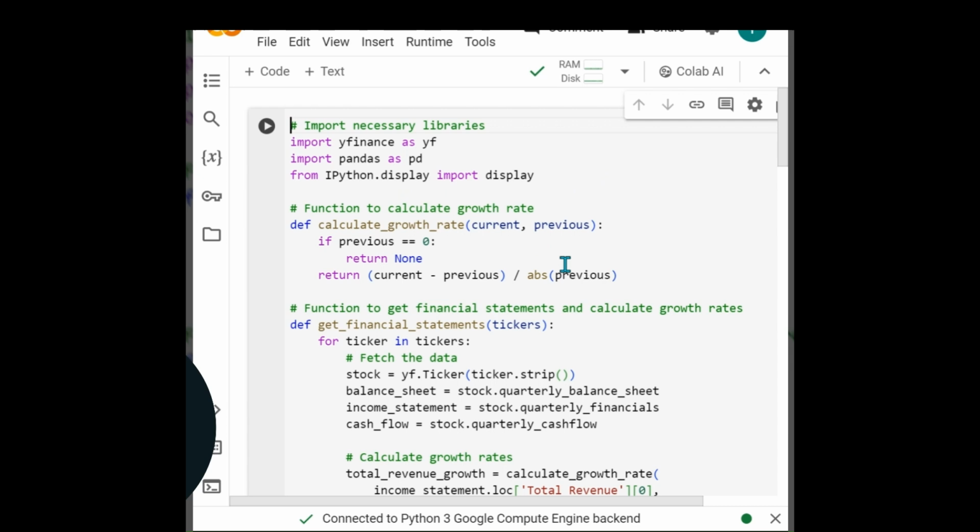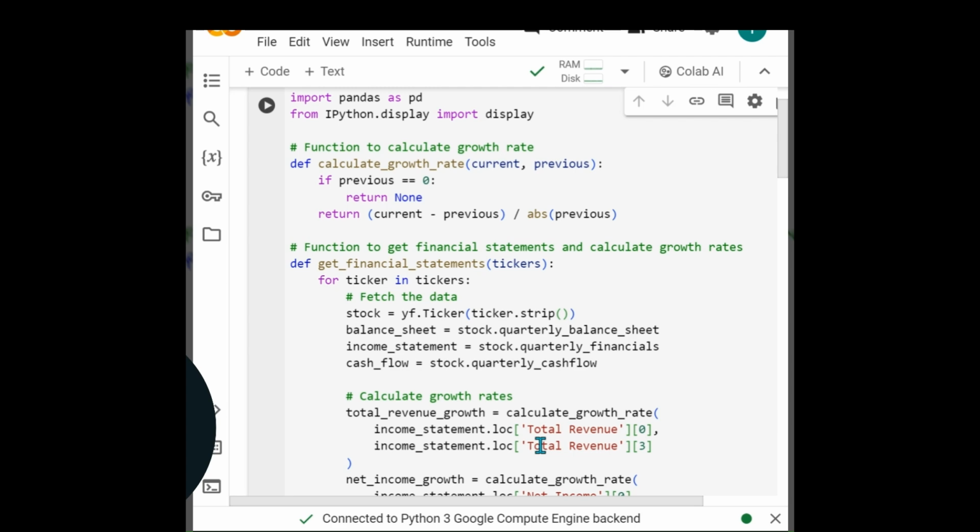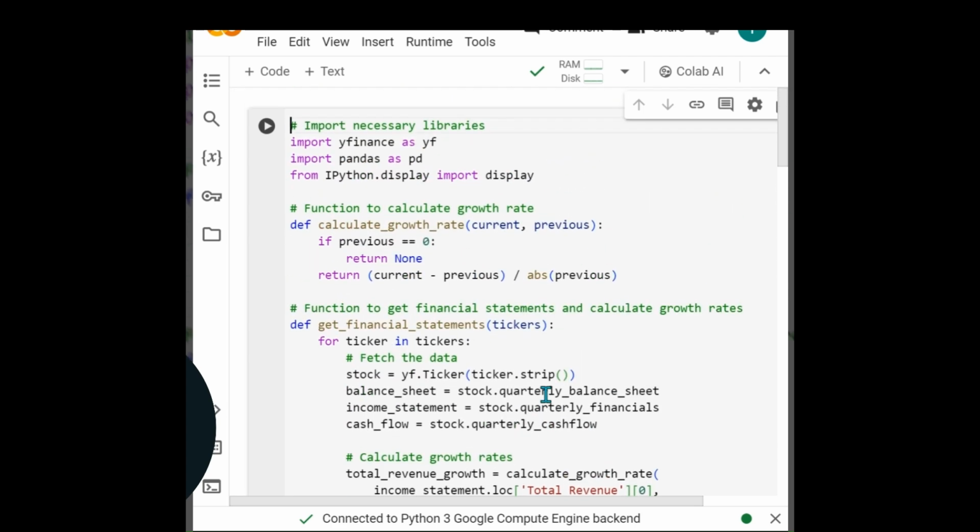Here we're going to be looking at grabbing our financial statements for a specific ticker symbol. And with that, we are going to be calculating the growth rate of our total revenue and net income. We're going to be defining it using the current and the previous. This is going to be our return, so a simple percent calculation in terms of the growth rate.